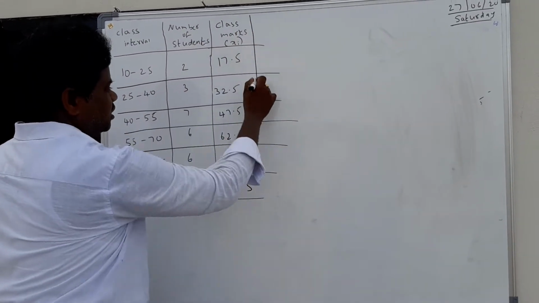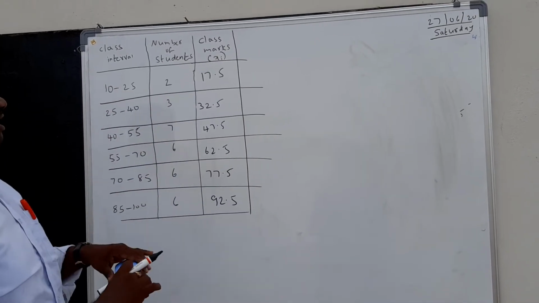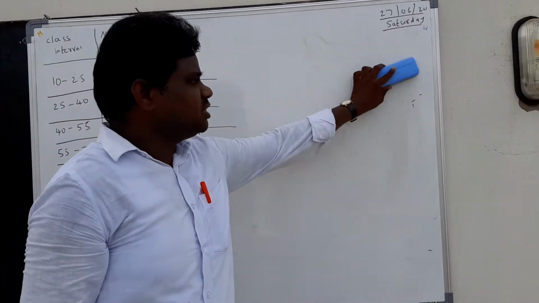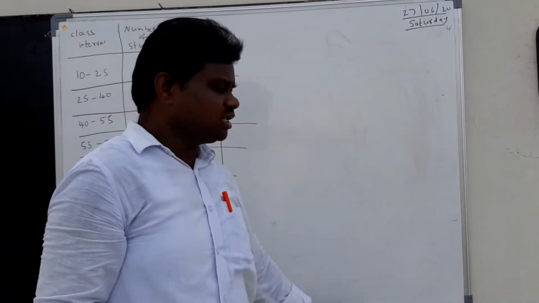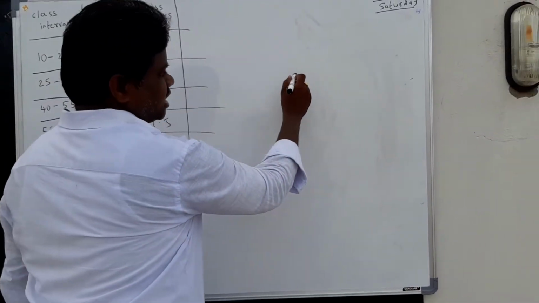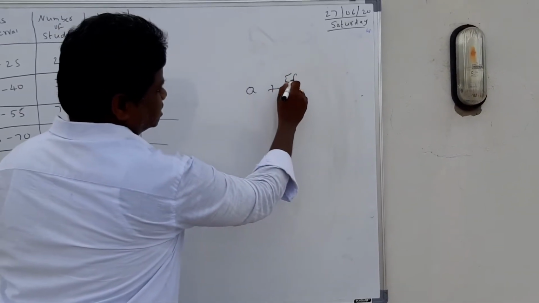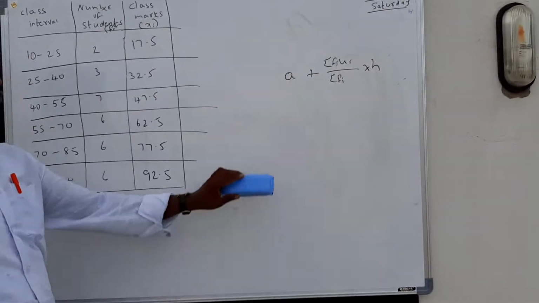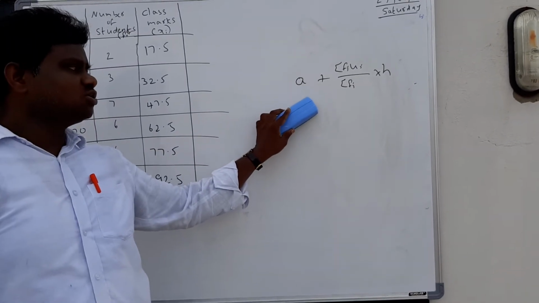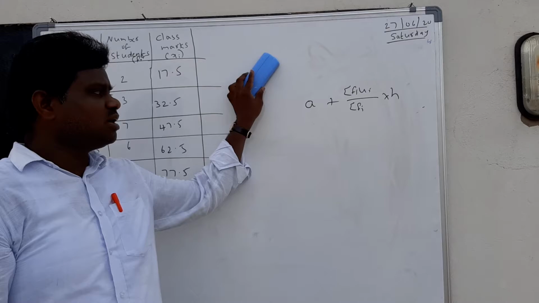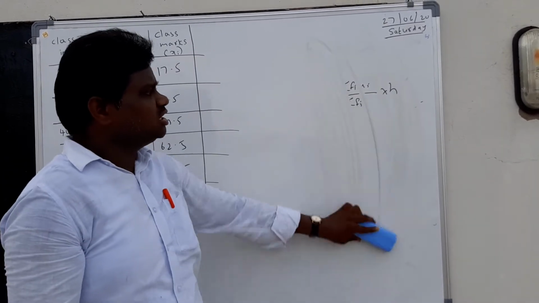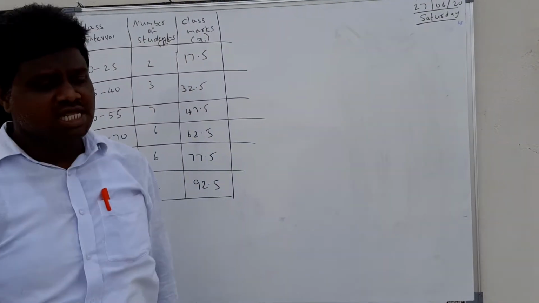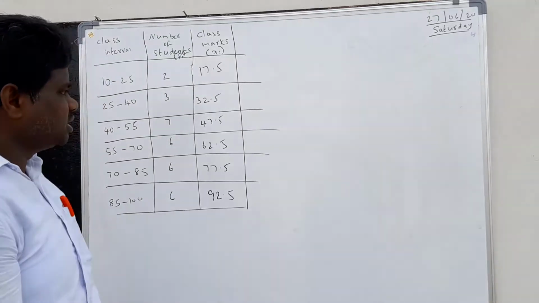In direct method, you have to multiply Fi Xi. But today we want to discuss about step deviation method. Already I told what is the formula for step deviation method: x bar is equal to a plus sigma Fi ui by sigma Fi into h. So in this, first you have to take the value for a. A means assumed mean.